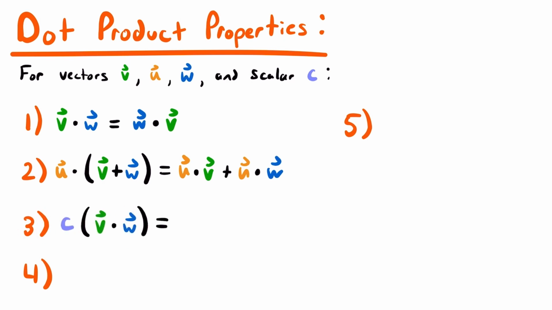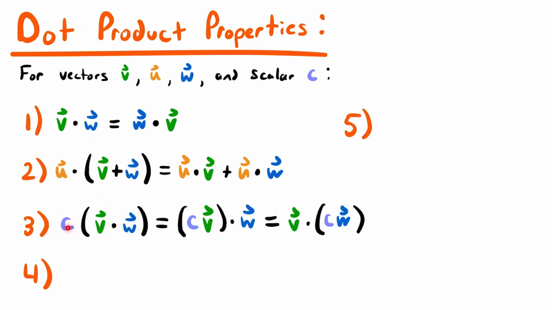The third property deals with scalar multiplication. If we have that scalar c multiplied by the dot product of vector v and vector w, that would be equal to these two other statements. We could have that scalar c multiplied by vector v and then multiply that by vector w, or we could also write it like this. We could have vector v multiplied by that scalar c multiplied by vector w. In other words, it doesn't matter the order in which you multiply this scalar by these vectors that are being multiplied together via the dot product.